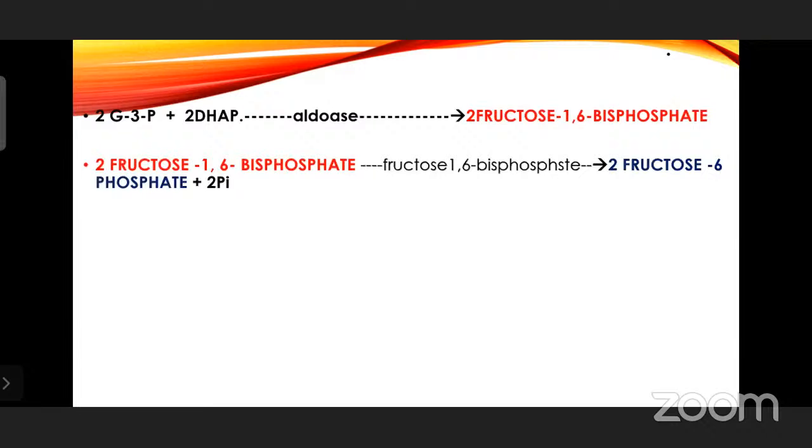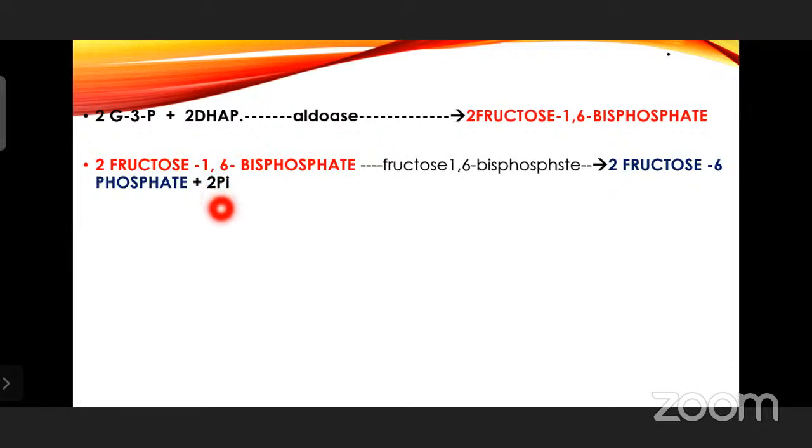Chemical equations are there. First, 2 molecules of glyceraldehyde 3-phosphate and 2 molecules of DHAP in the presence of aldolase enzyme are going to get converted to fructose 1,6 bisphosphate. 2 molecules of fructose 1,6 bisphosphate. Now again, these 2 molecules of fructose 1,6 bisphosphate in the presence of fructose 1,6 bisphosphatase enzyme are going to become 2 molecules of fructose 6 phosphate.